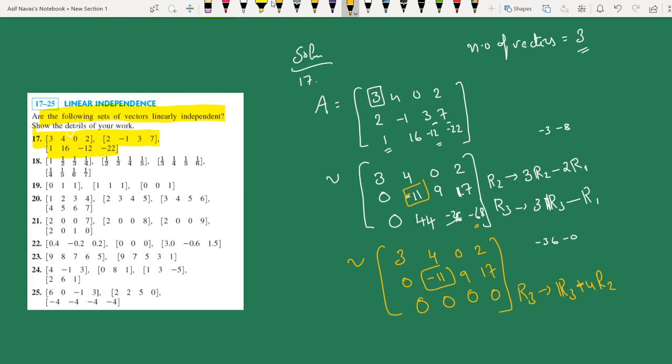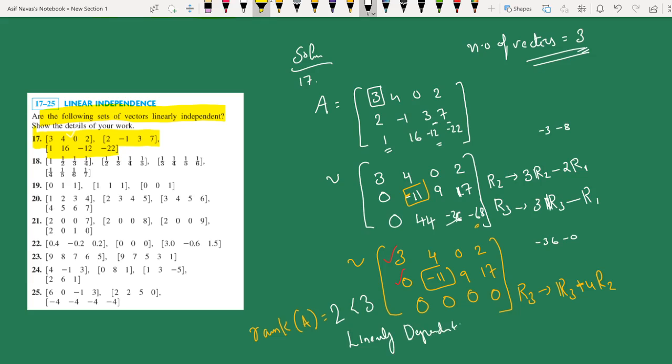Okay. So what is the rank of A? How many non-zero rows are there? 2. How many vectors are there? 3. So the rank is strictly less than 3. So what can you tell about these vectors? Linearly dependent.